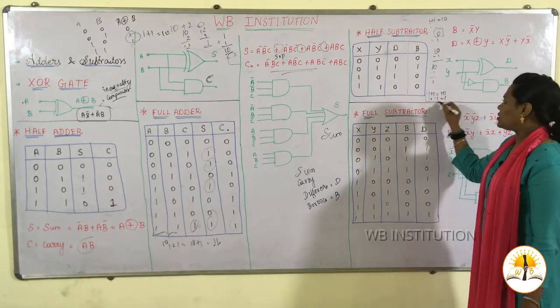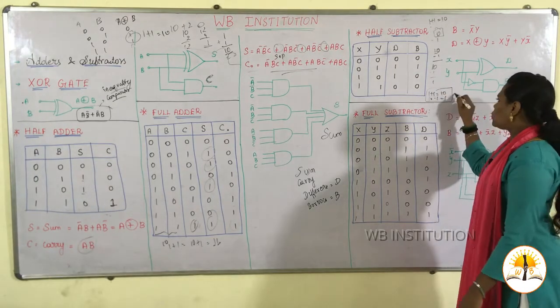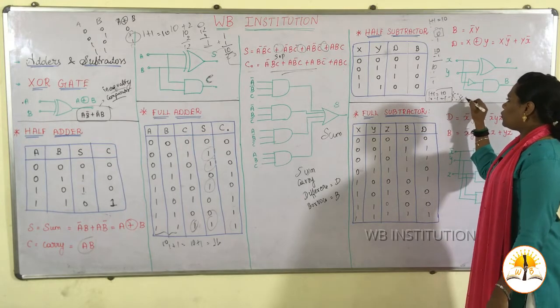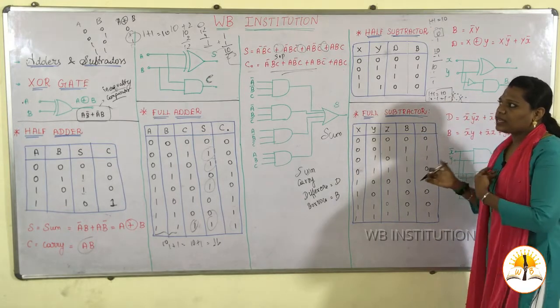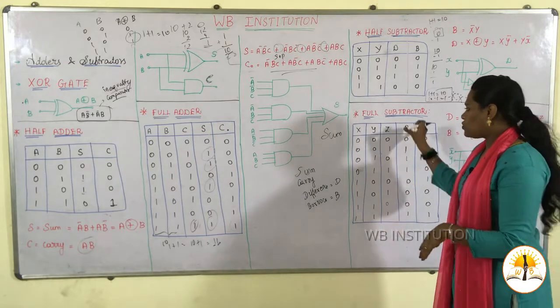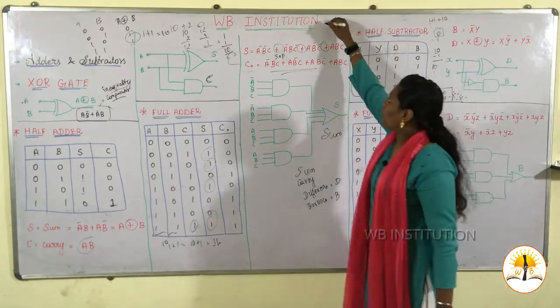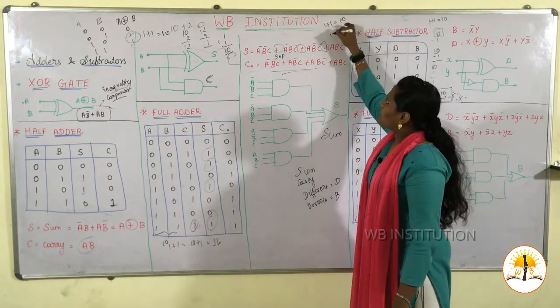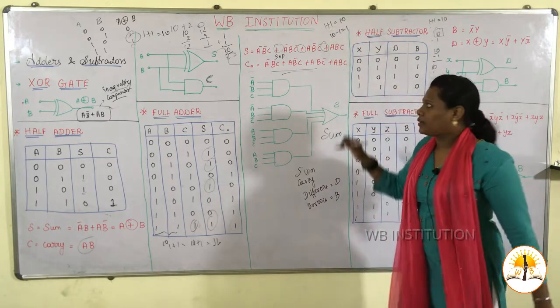This is in Boolean algebra. You have to remember this thing. This one is very important. You need not memorize these things; you can easily derive them from this truth table. If you remember these two things, 1 plus 1 is 10 and 10 minus 1 is 1, this one is important.